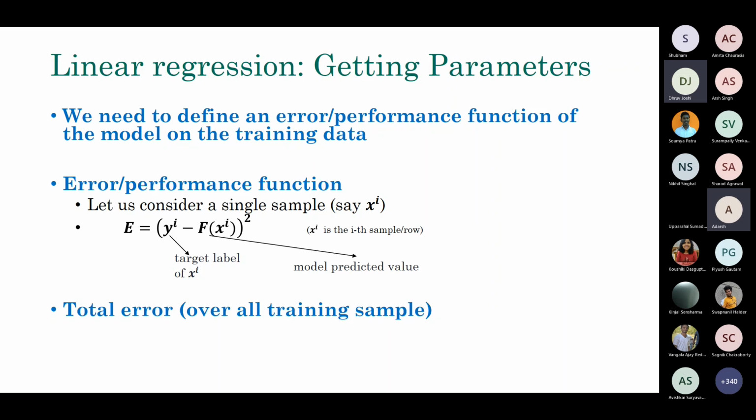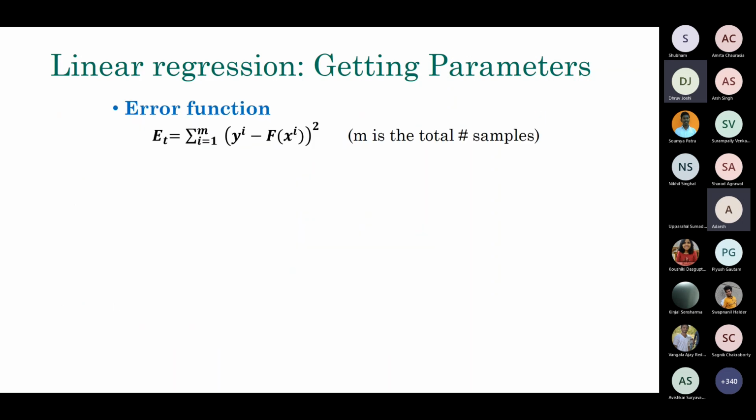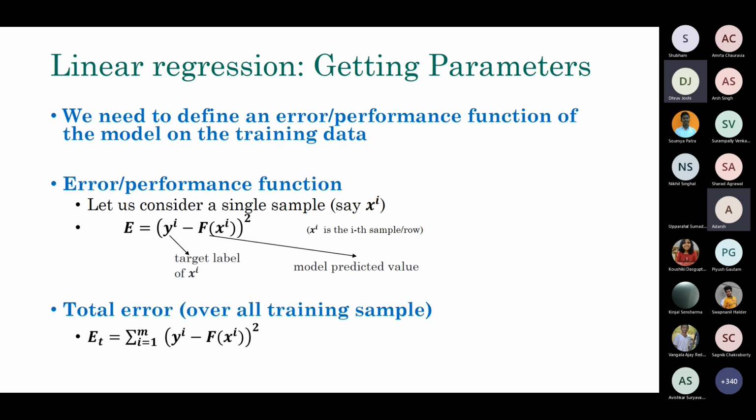So the total error is defined as something like this. You simply take the sum over the individual errors. That is basically the total error, where n is the total number of samples in your training data. Now here the error function that I have taken is called squared error.